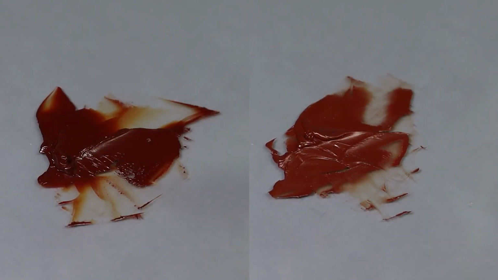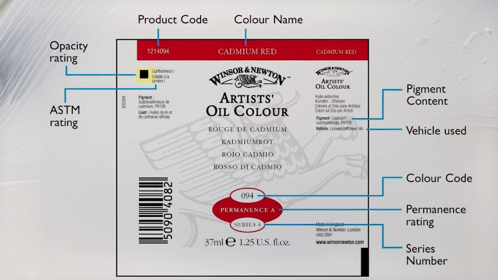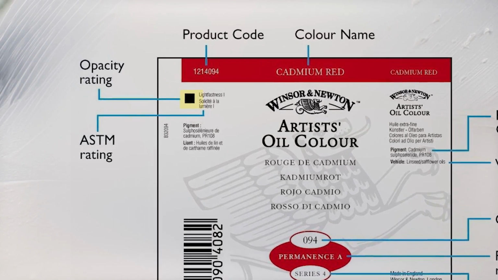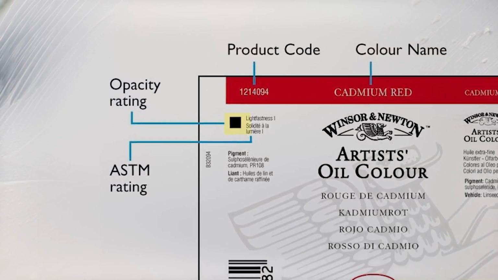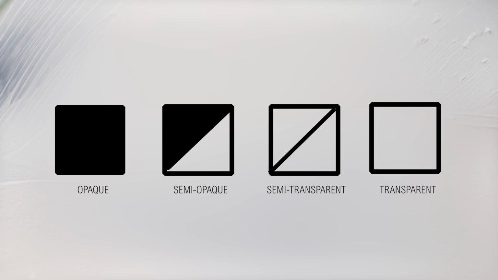There is usually a small square on the label. If it's completely filled, it means that the paint is opaque. If it's empty, it means that it's transparent. Paint can also be semi-opaque or semi-transparent.